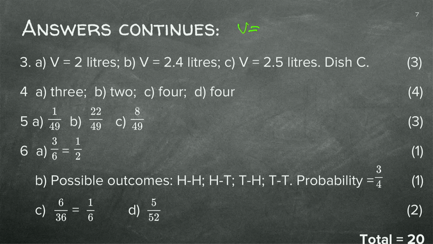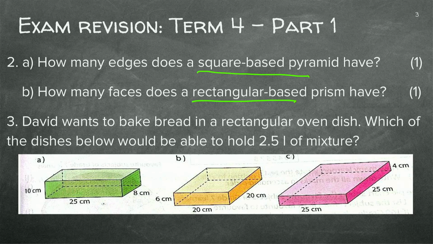Volume equals height times width times length, right? So in the first one, we've got 10 times 25. So let's work this one: 10 times 25 times 8. In this one, we've got, I'm going to do it there on the white, 20 times 20 times 6. And on this one, we've got 25 times 25 times 4.